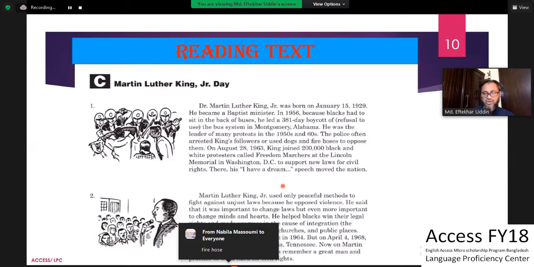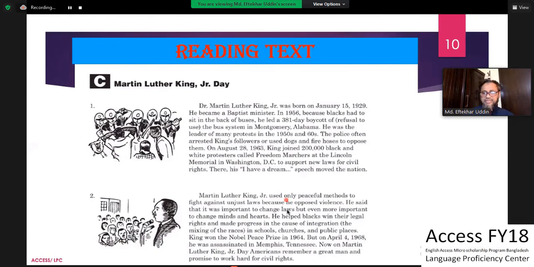Okay. So you see how he died. He was assassinated. Okay. So assassinated means he was killed? Murdered. He was murdered. Okay. Now, I think you have a good understanding of the text. Thank you very much for the response.